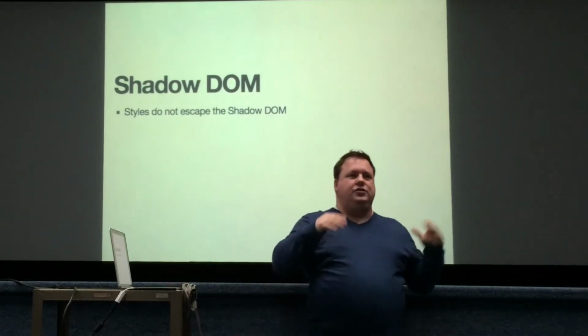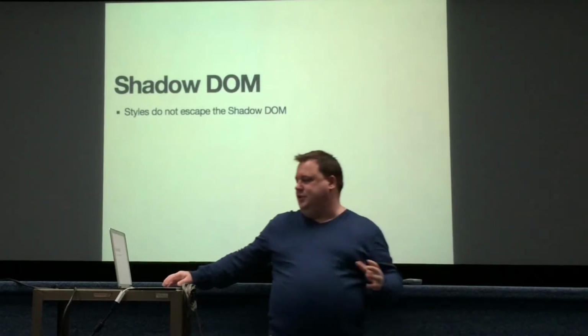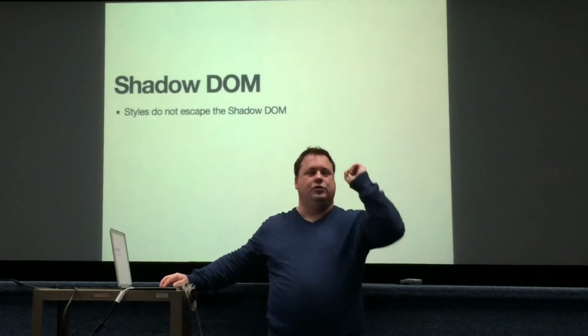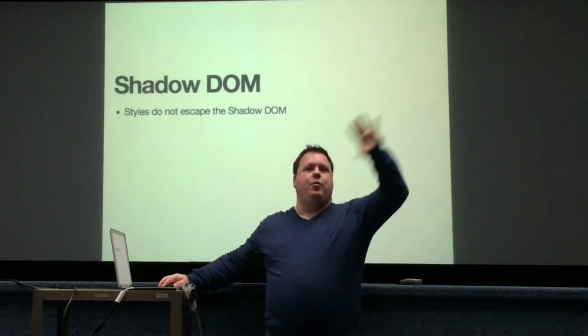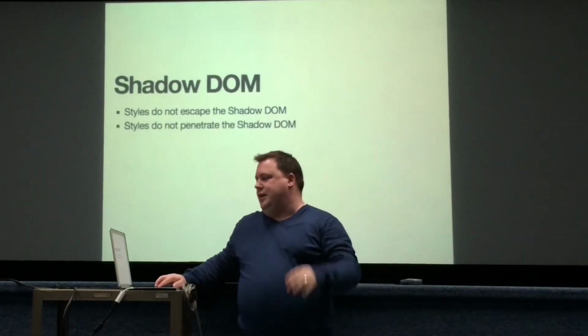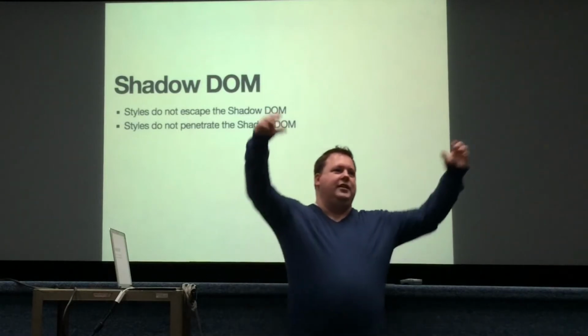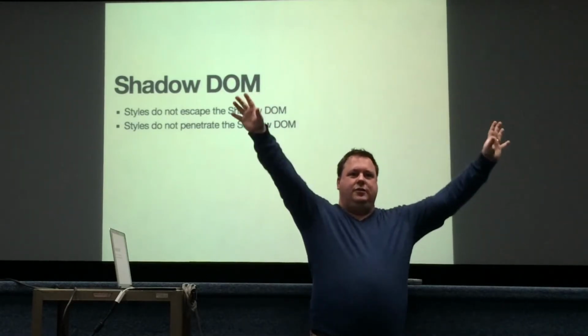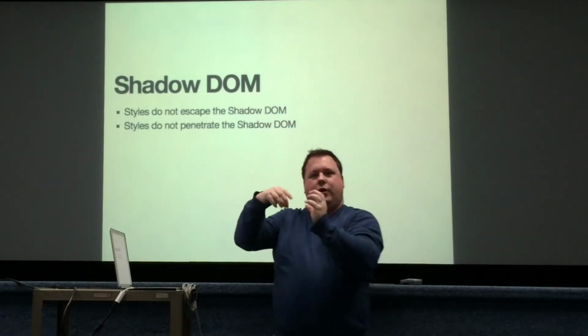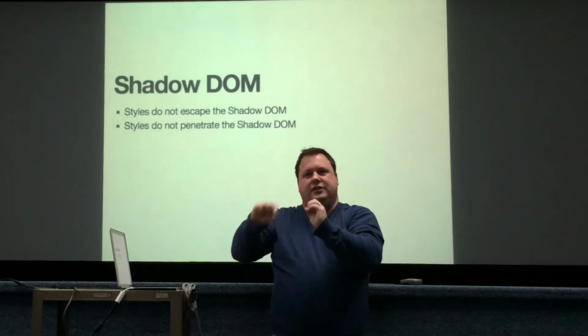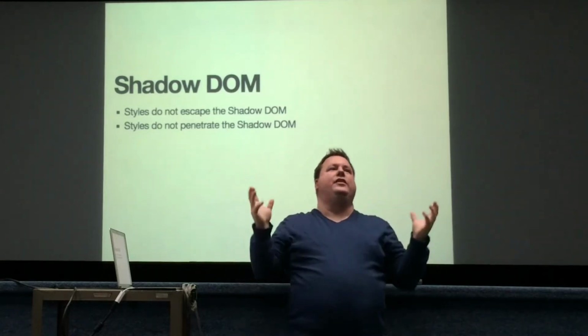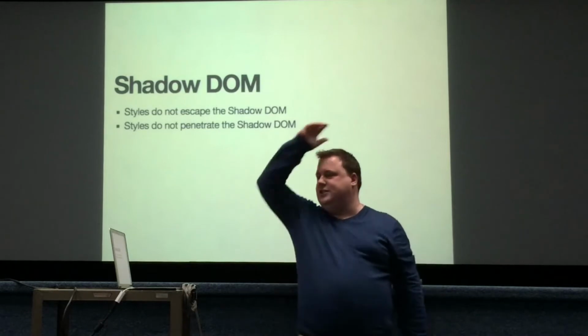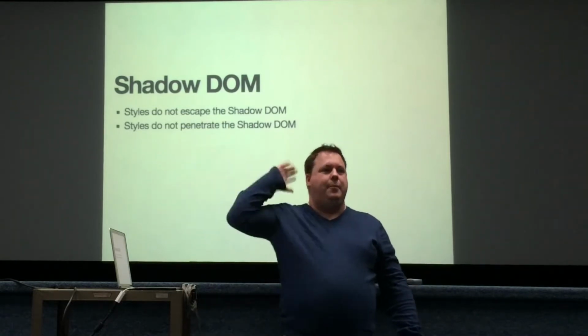So styles do not escape from the shadow DOM. If you have CSS rules, and you can use IDs and such, they won't escape the shadow DOM. Styles don't penetrate the shadow DOM either, meaning page level styles are not going to go into your shadow DOM and change those styles too. Finally solving that ridiculous problem where I changed one button and somewhere else in my app that I wasn't even thinking about, buttons changed too.